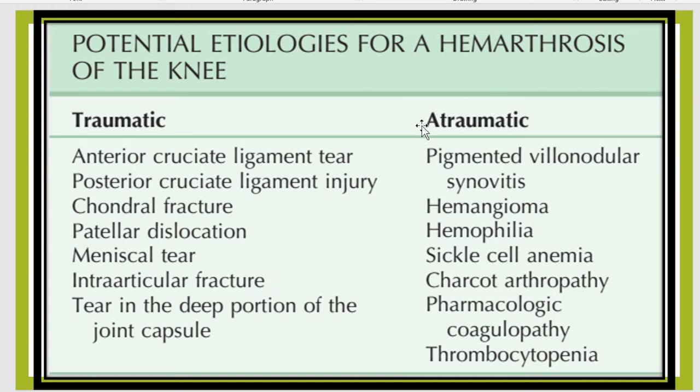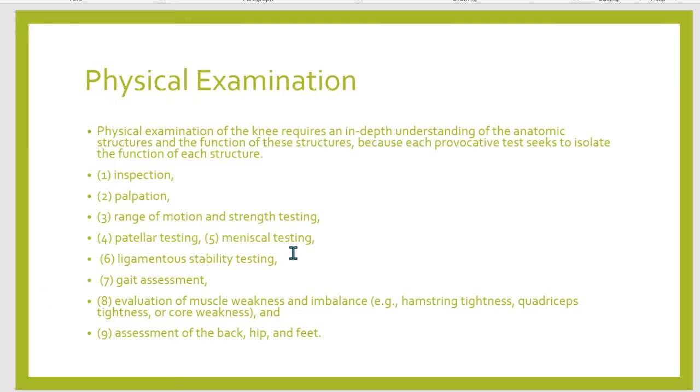We also have here the etiologies of disease in the knee, which are atraumatic. You say atraumatic, they just appear there. So you have pigmented villonodular synovitis, hemangioma, hemophilia, sickle cell anemia, Charcot arthropathy, pharmacological coagulopathy, and thrombocytopenia.